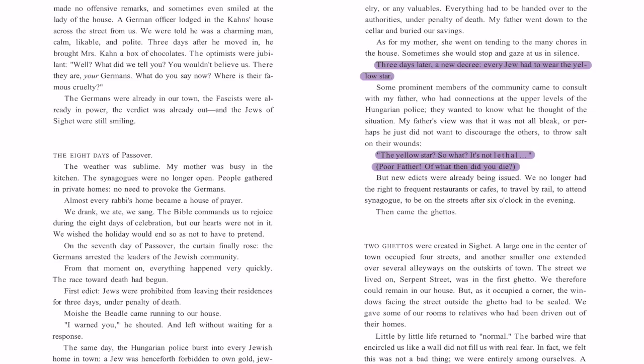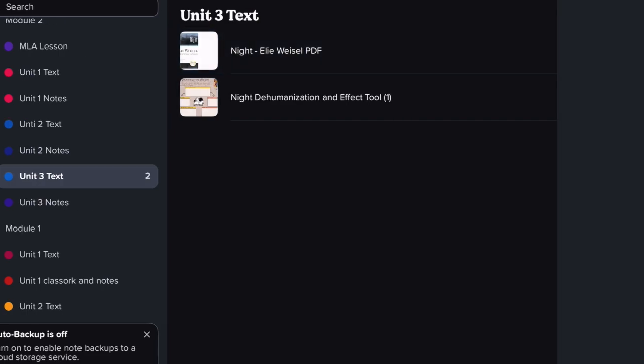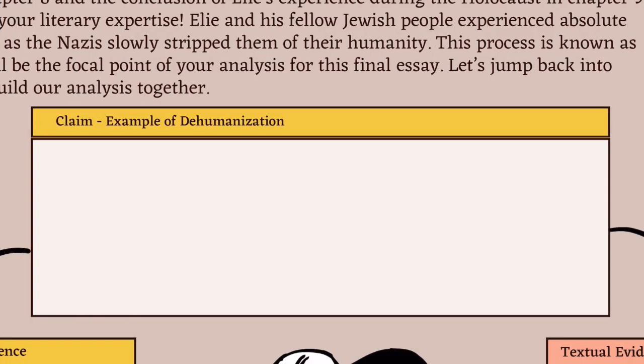So before we even look at the textual evidence, I kind of want to touch on that with my claim. So I'm going to switch to a green pen, and I'm going to make a claim kind of reflecting those beginning aspects of dehumanization, kind of the separation from the rest of society, right?